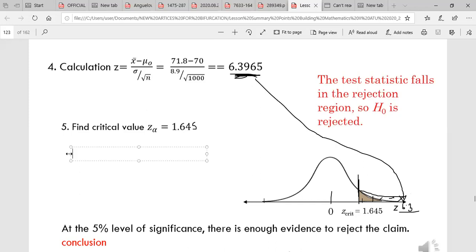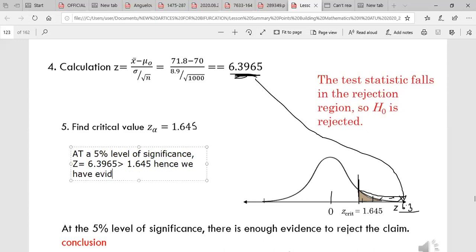Okay, good. So having done that, you write this: since, or we can say at a 5% significance level, or level of significance, our Z value, which was 6.3965, was far greater than our critical value, which is 1.645. So you write, hence we have evidence to reject the null claim.